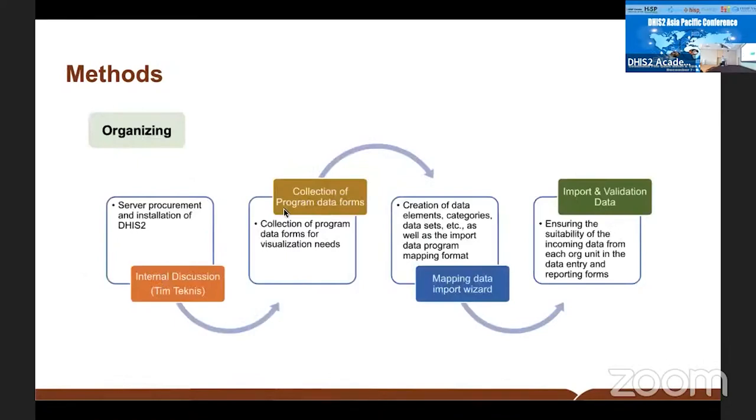For the organizing phase, we started the procurement. We started the internal discussion for the technical teams. Then for the next phase, we started the collection of the data forms for visualization needs. After we got the needs and requirements, we created the data elements, categories, and so on, to start to import and validate the data.